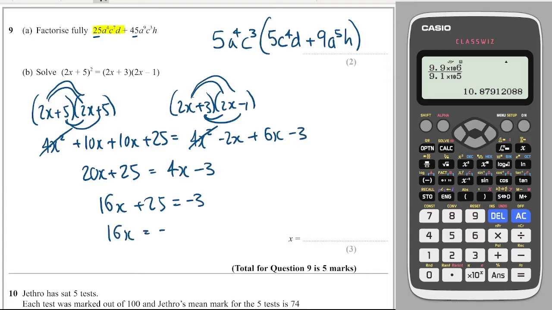Minus the 25, sorry. Divide through, I get x equals minus 28 over 16, which can be simplified down to minus 7 over 4.